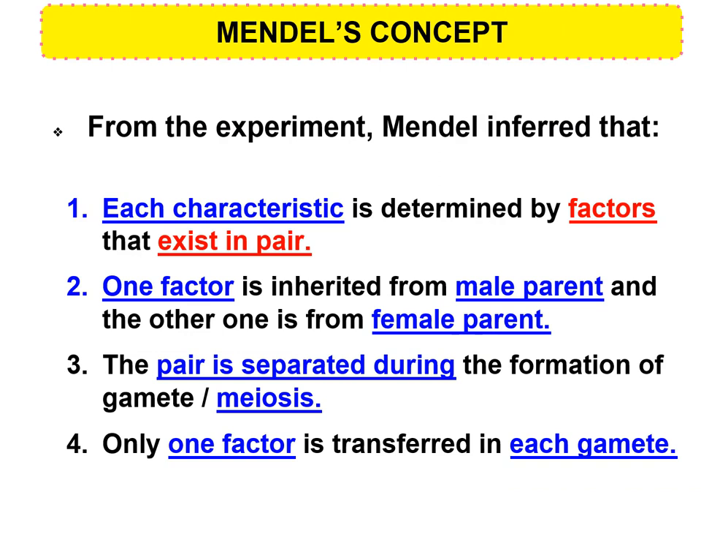The inference that Mendel made from this experiment, each characteristic is determined by factors that exist in pair. Sebab kita dapat satu gene, dua allele. One factor is inherited from male parent and another from female parent. That is yang kita belajar dalam cell division pun sama. Kromosom, satu daripada parent, mother, satu daripada father. The pair is separated during the formation of gamete, which is the meiosis. Okay. Only one factor is transferred in each gamete. One factor is the allele lah, P besar or P kecil.